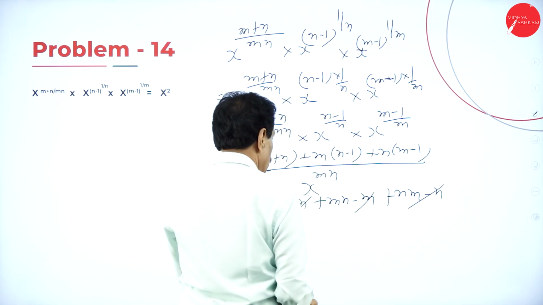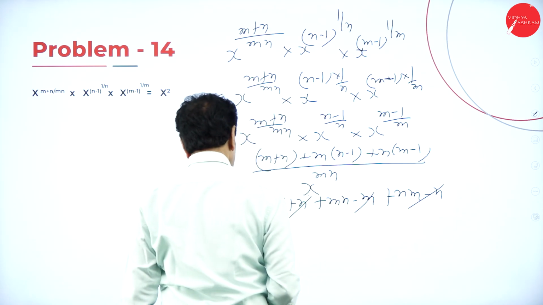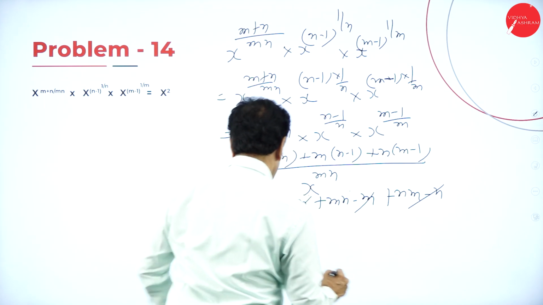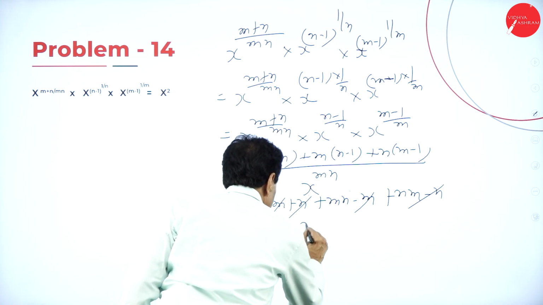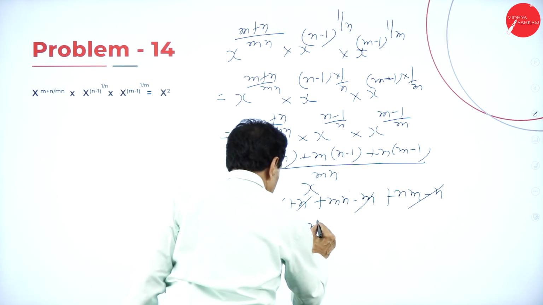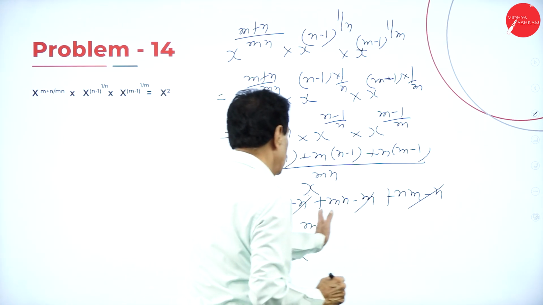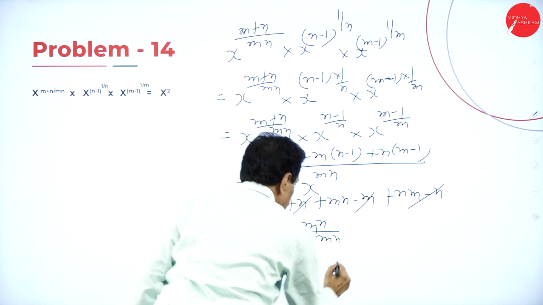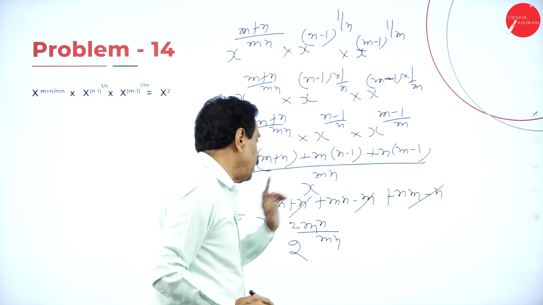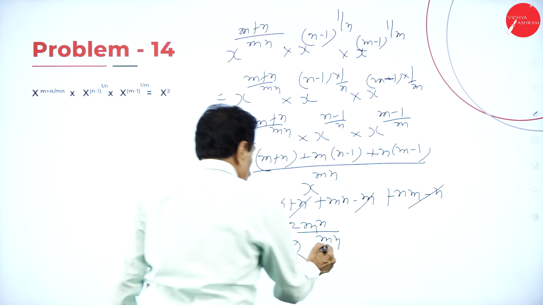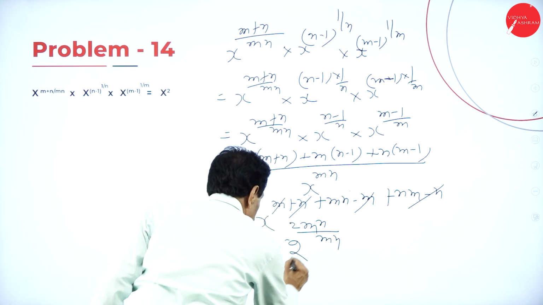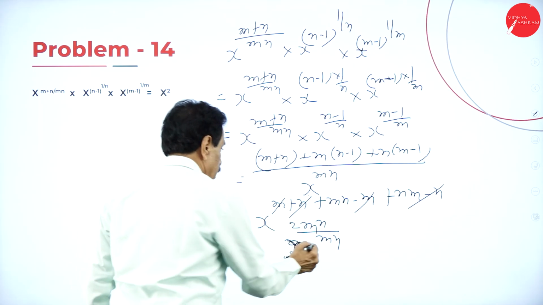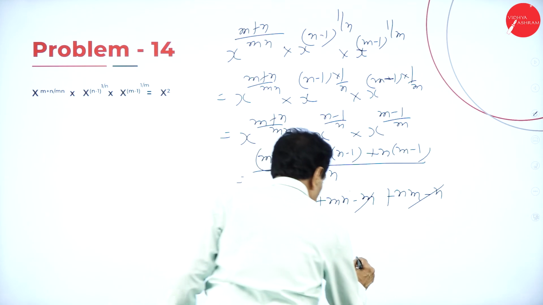mn cancelled out, nm cancelled out. This is x to the power of 2mn divided by mn. mn is common. mn plus mn is 2mn divided by 2. So this is x to the power of 2mn divided by 2. mn cancelled out. The leftover is x square.